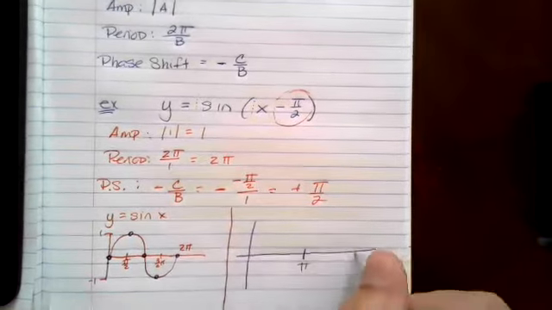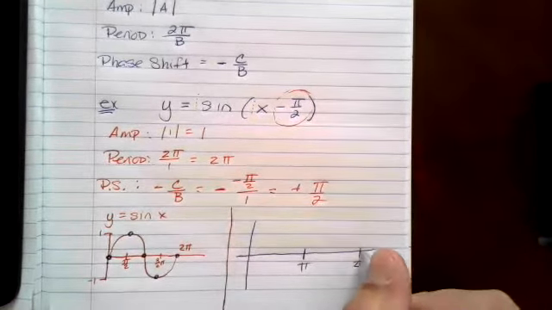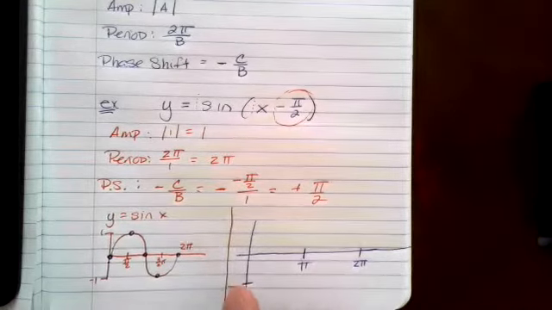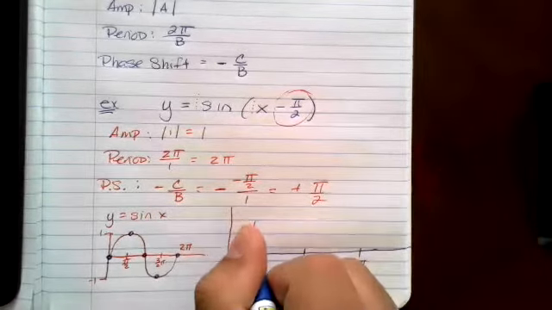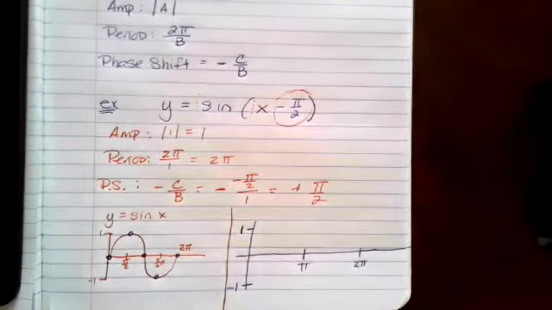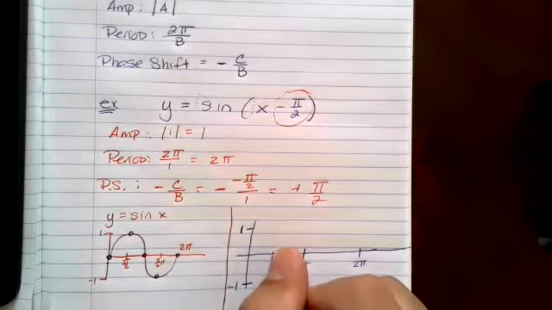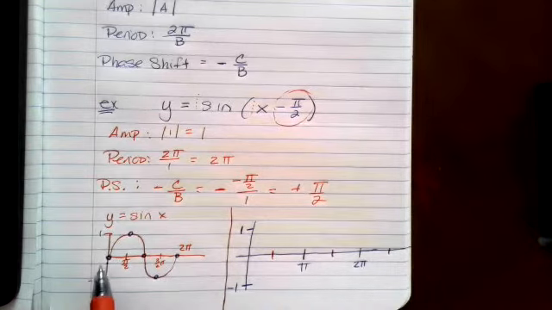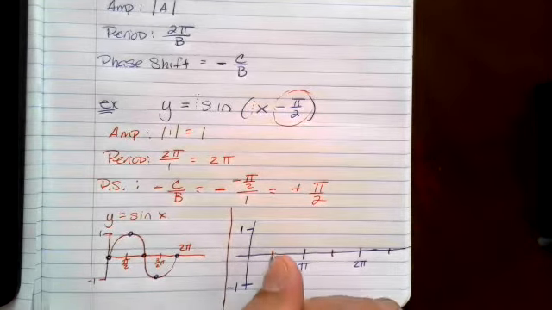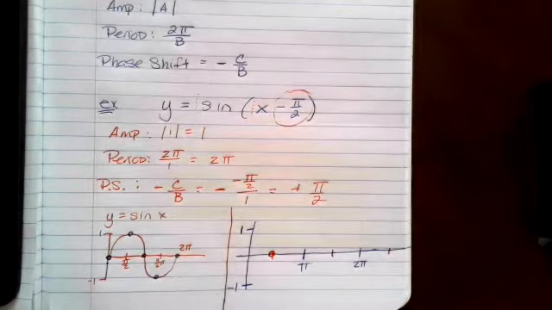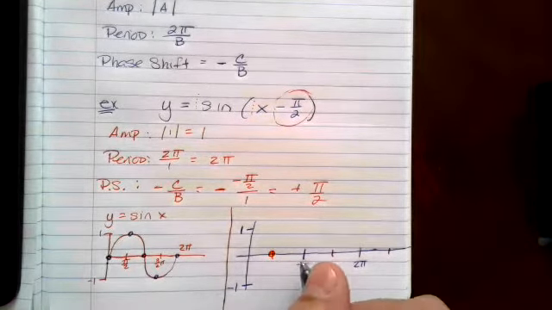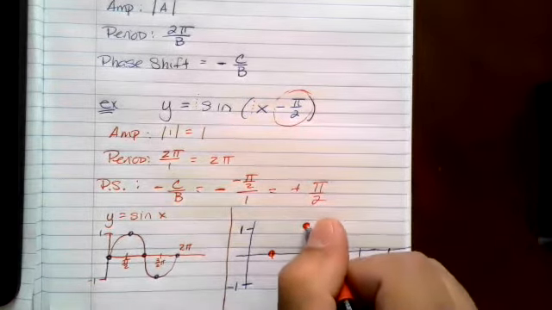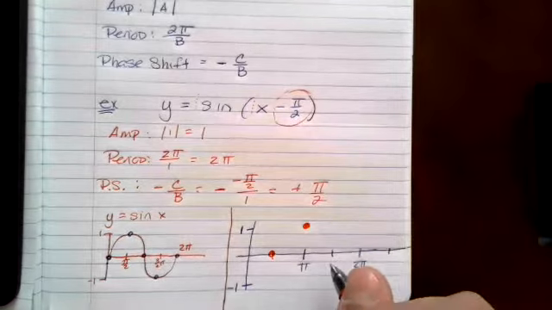So we know pi and 2 pi, and negative 1 and positive 1. And the point that was at the origin is now going to be here at 1/2 pi. And the point that was once at 1/2 pi is now going to be at pi. Everything is getting shifted to the right 1/2 pi.